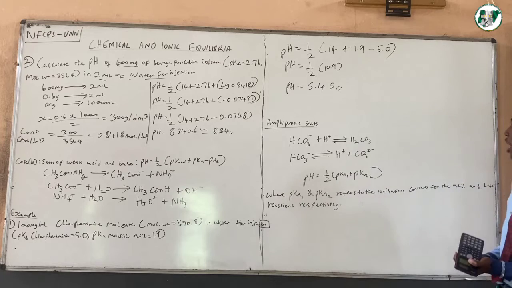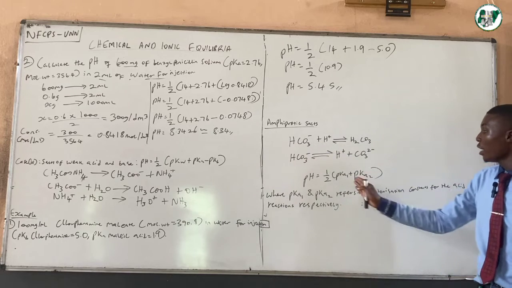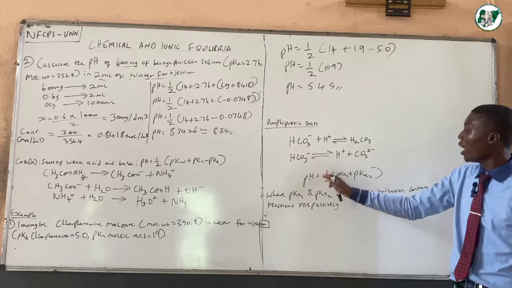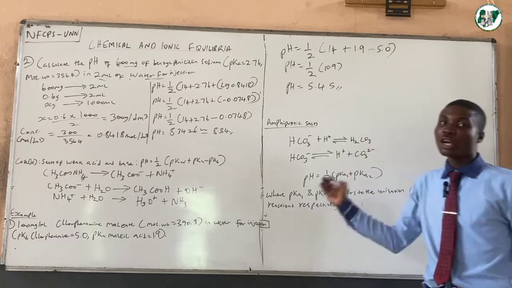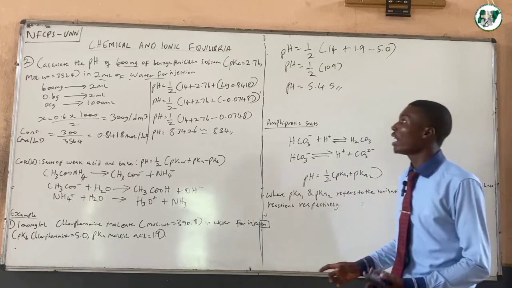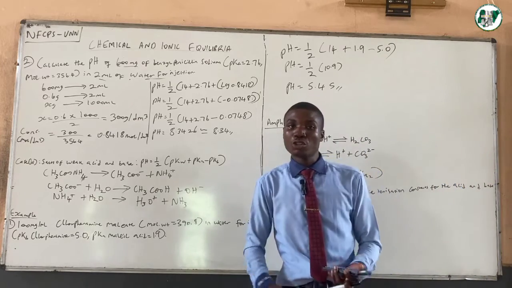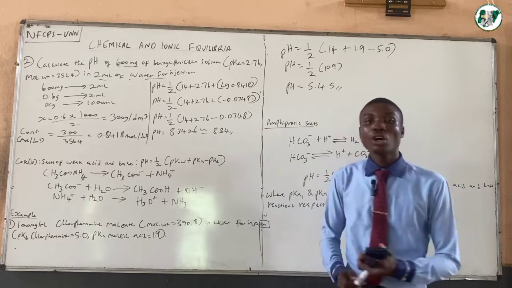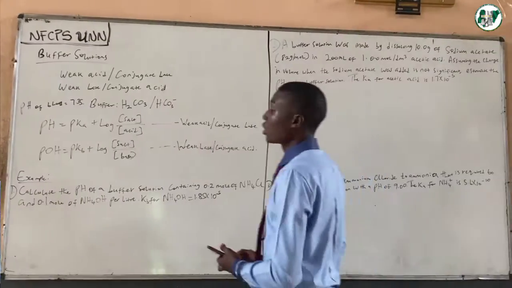So for this reaction, the dissociation constant for this one will be pKa1. The dissociation constant for this one will be pKa2. When you add them together and divide by 2, you get the pH. The next thing we're going to be going over is buffer solutions, so you can learn about buffer solutions, and from there we can progress towards the end of this tutorial.